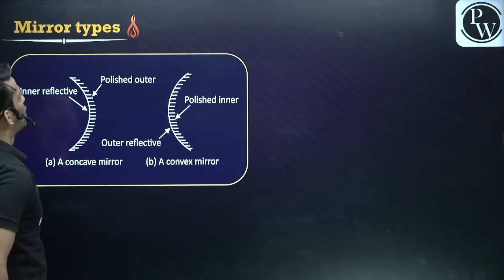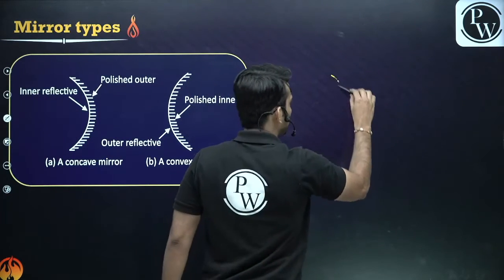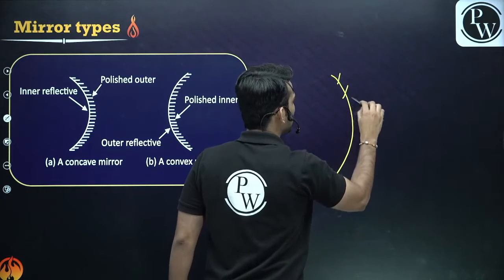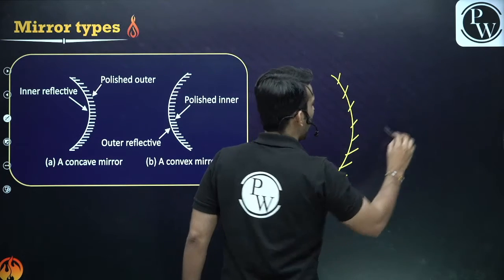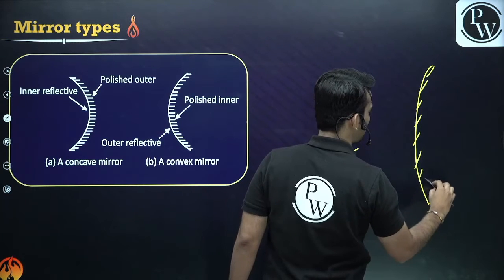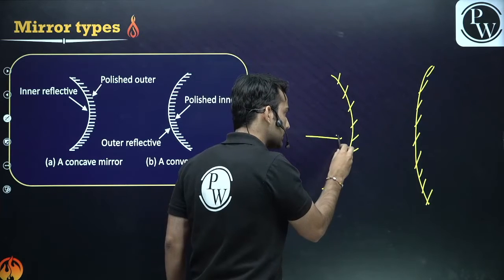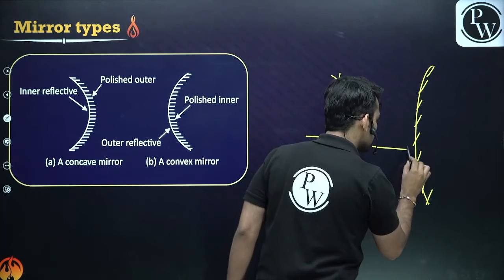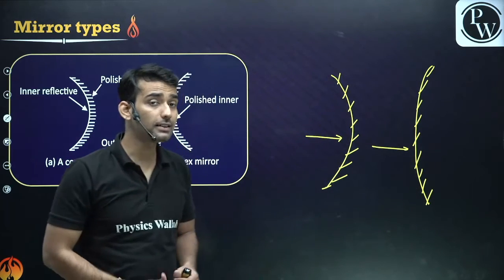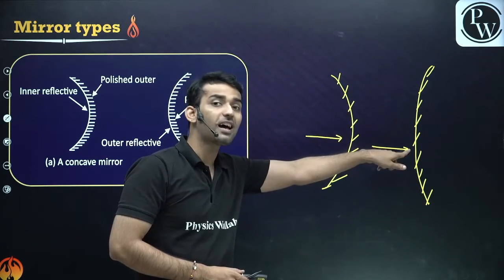Okay, so we have two types of spherical mirror. As I had said, if you cut the glass sphere, either you can polish inside or you can polish outside. Here you have polished inside, here you have polished outside. So this is the reflecting surface here, and here this is the reflecting surface. So you can see the reflecting surfaces are different. Here it is inwards, here it is outwards.